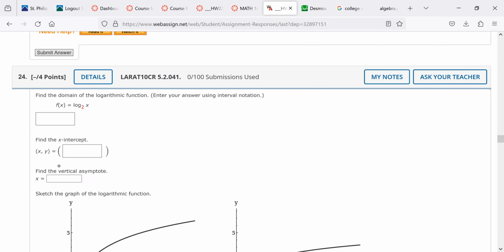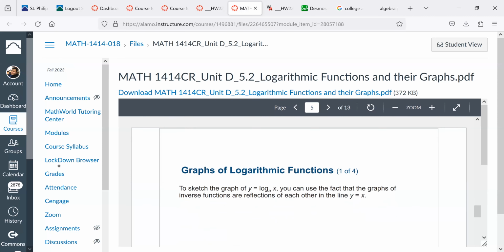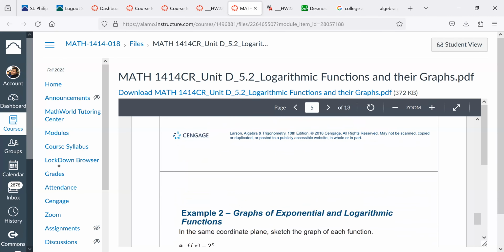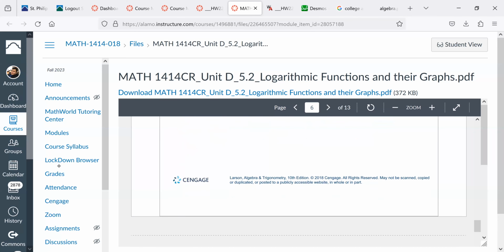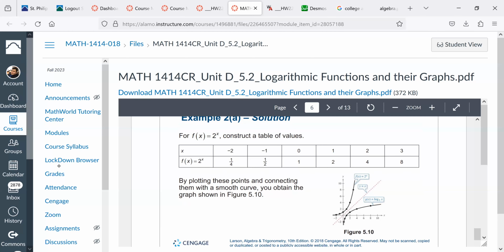Here they're asking for the domain and range, so make sure you understand what the graphs look like. I'll talk about it, I think, down here, graphs of the log functions. They are inverses of each other, so when you graph them, you'll see that they'll be reflected across the y equals x line right here.